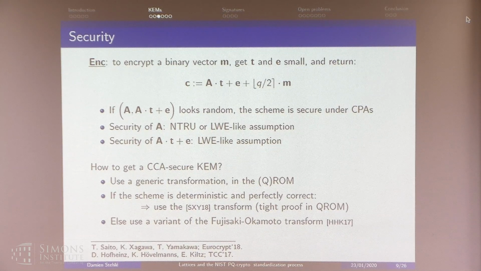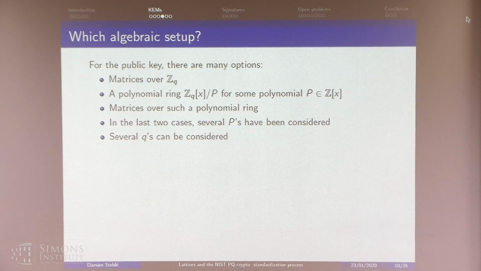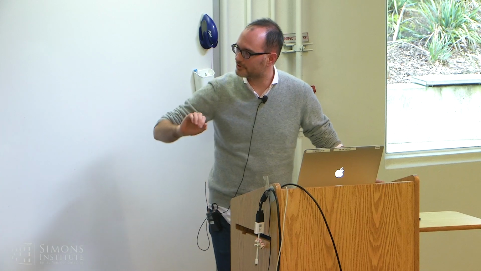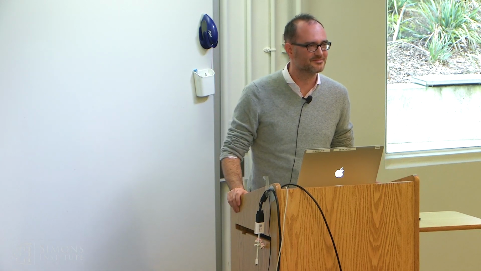Otherwise, you can use a variant of the Fujisaki-Okamoto transform. And a good reference point for this is a paper by Hofheinz, Hövelmanns, and Kiltz. Okay, so Fujisaki-Okamoto gives you a CCA scheme even if you start with a CPA scheme with errors? Yeah, at least in the HHK paper, they handle decryption errors. Whether they handle it well, that's a bit subjective. We'll get back to this, but they handle it.